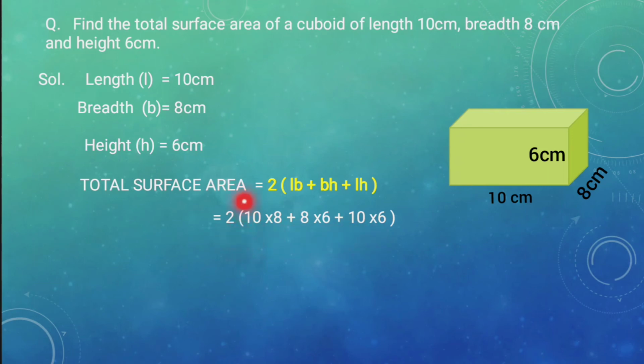We will write 2 multiplied by (10 multiplied by 8 plus 8 multiplied by 6 plus 10 multiplied by 6), right? On solving it, we will get 2 multiplied by (80 plus 48 plus 60), right? On adding all these, we have got 188. Now we will multiply 2 by 188. On multiplying, we have got 376 square centimeters. So total surface area of this cuboid is 376 centimeter square, or we can say 376 square centimeters.